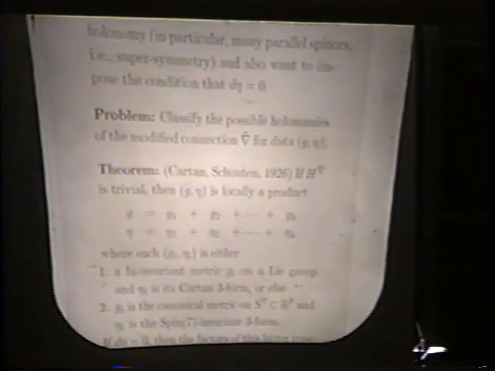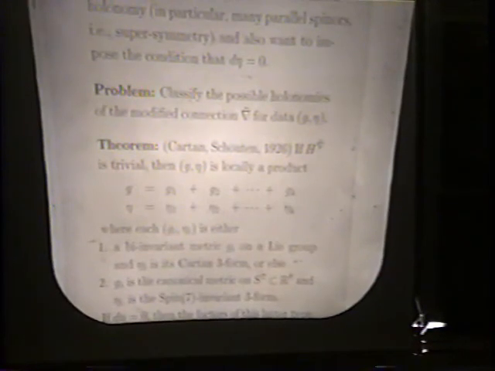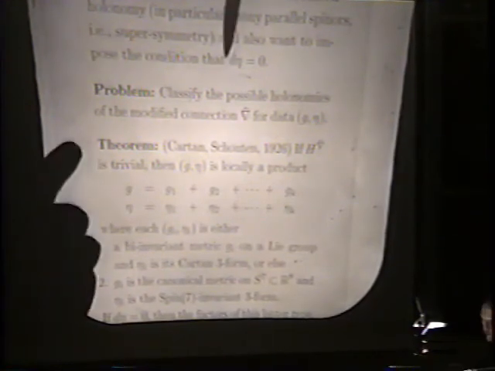And what the physicists are particularly interested in is they want the resulting connection to have a reduced holonomy. The thing they really want to look for are parallel spinors. If they're going to have parallel spinors for the modified connection, then those are the things that generate their supersymmetry transformations. And they also want to impose the condition that the three-form be closed.